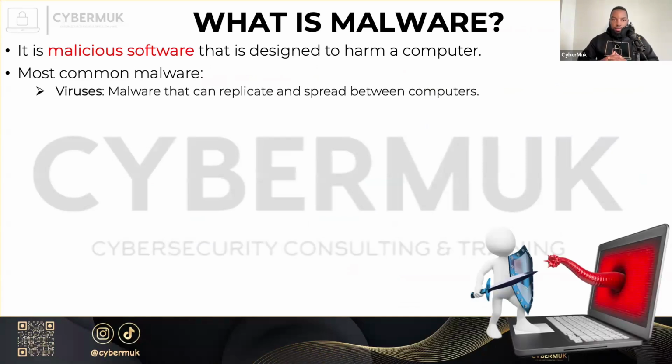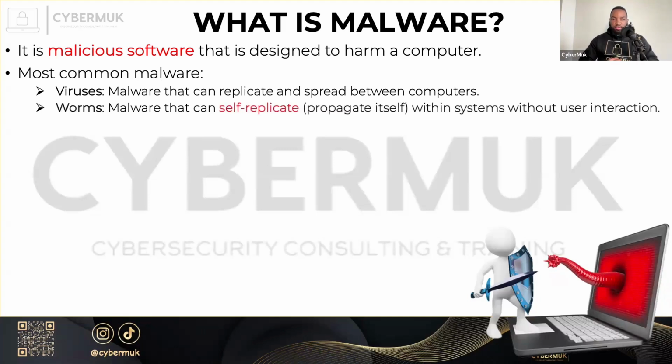First, you have a virus. A virus is a type of malware that can replicate and spread between computers. So you download a file that contains a virus, and then you double click, and it creates some damage on your computer. It destroys files and does a lot more damage. A worm is similar to a virus, but a worm can self-replicate. So a worm can self-replicate to other computers, to other systems, without user interaction.